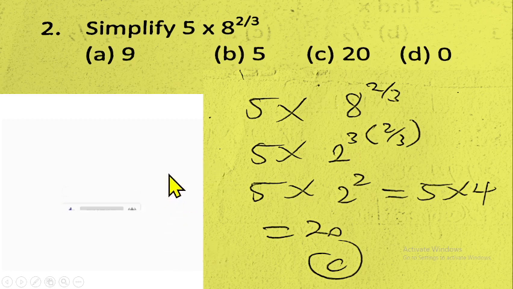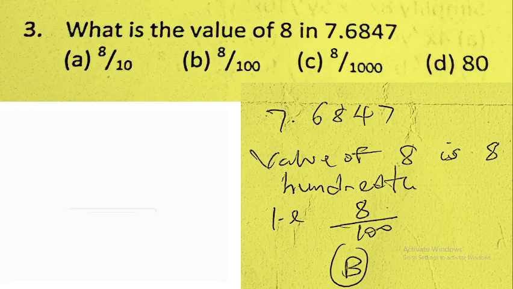Now, question number 3. Question number 3 is what you are seeing on the screen right now, and is basically on place value. What is the value of 8 in 7.6847? What is the value of this 8 in this number? Now, if you remember, 7 before this decimal point is units. Then after this decimal point, the place value of 6 here is tenths.